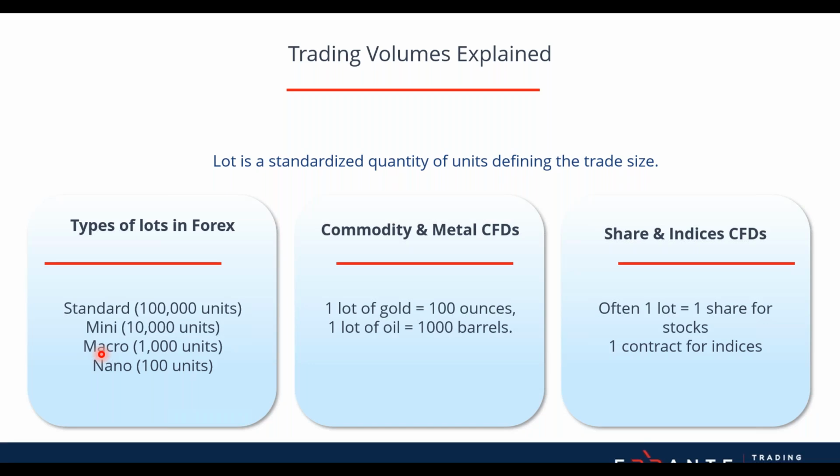And then we have the nano lot, which is just 100 units. This is as micro as it gets. Now, when it comes to commodities and metals CFDs, one lot of gold might represent 100 ounces, and one lot of oil might represent 1,000 barrels. For shares and indices, often one lot equals one share when you are trading stocks. And for indices, one lot could represent one contract, the size of which can vary depending on the specific index you're trading.